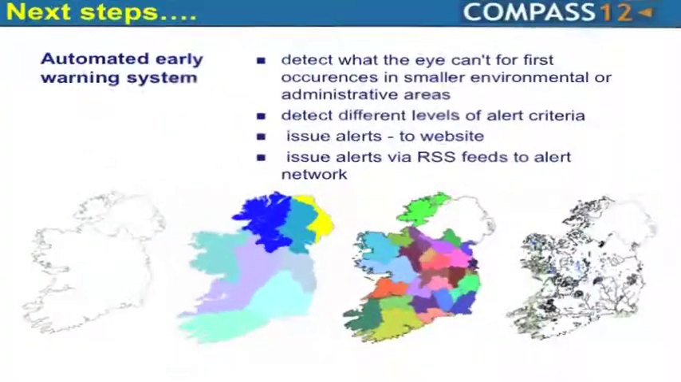So what's next for the invasive species database? I'll only touch on a few elements here. What we would love to see is an automated early warning system. This has been scoped, the functionality required for it, but funding hasn't yet been received to develop it. And really what it is, is to detect what the eye can't see for occurrences in smaller environmental or administrative areas.